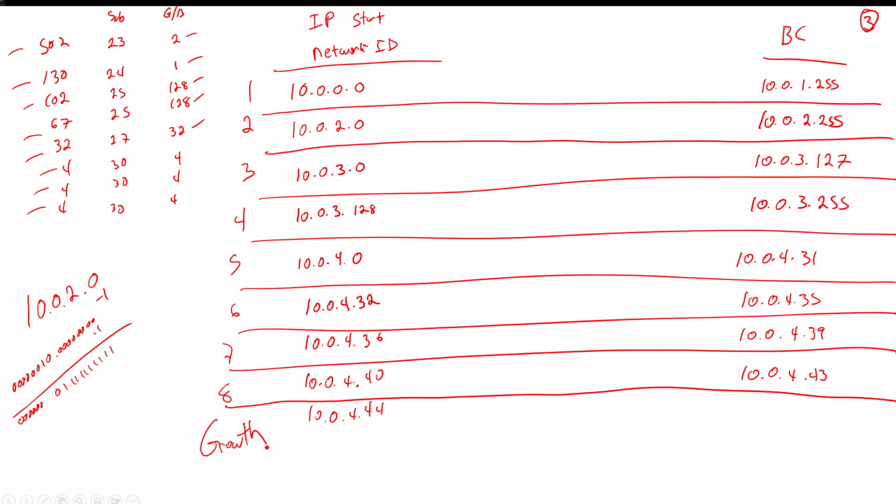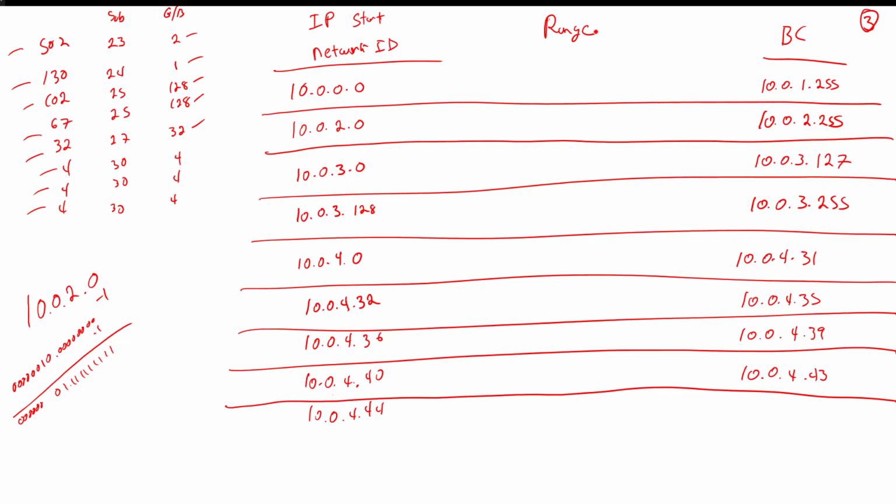The last network's for growth. That's why we did that type of structure, so we can accommodate our 8 networks. All right, we are almost done. The last thing we have to do is the range. The range is everything in the middle.